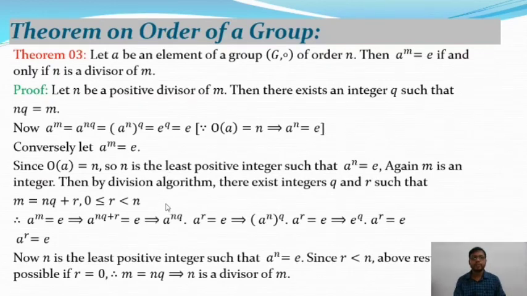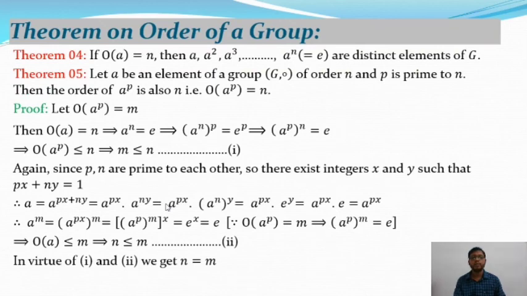After that we will talk about the fourth theorem on the order of an element. Here is the theorem: if the order of a is equal to n, then a, a square, a cube, up to a to the power n, where a to the power n is equal to e, the identity element, are distinct elements of G. The proof is not in your syllabus, so I neglect the proof of theorem 4.